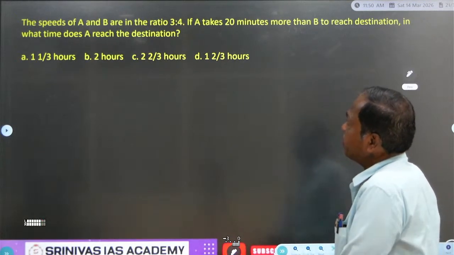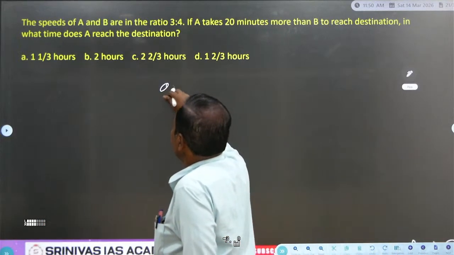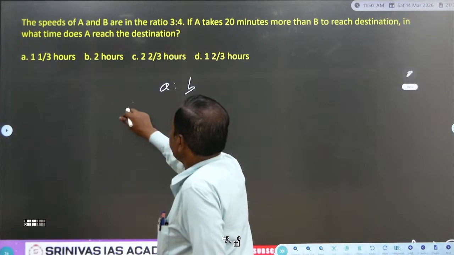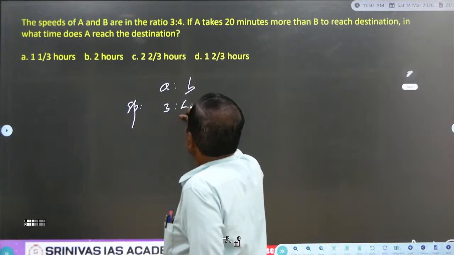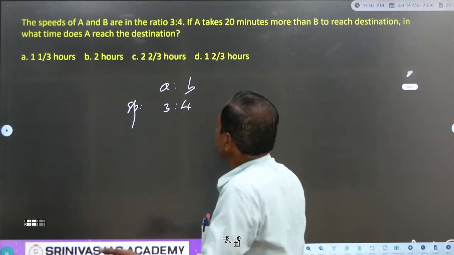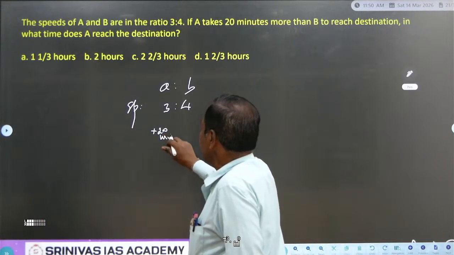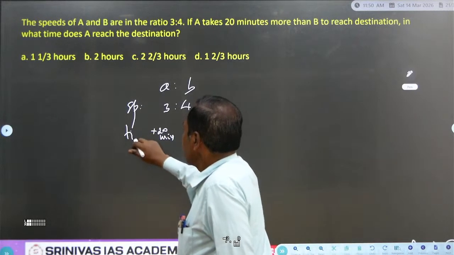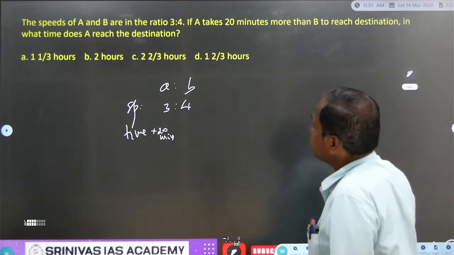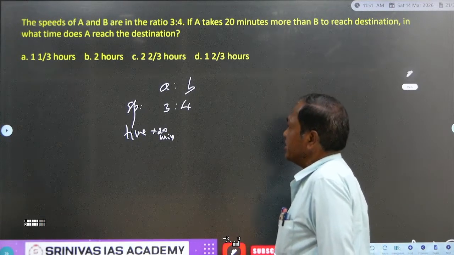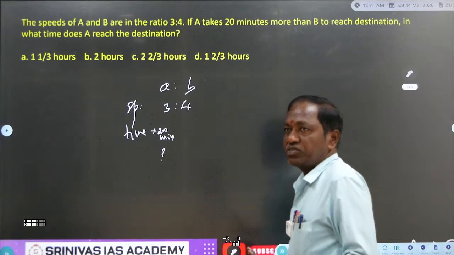The speeds of A and B are in the ratio 3:4. A takes 20 minutes more than B to reach the destination. What is the time taken by A? This is the information from the question.